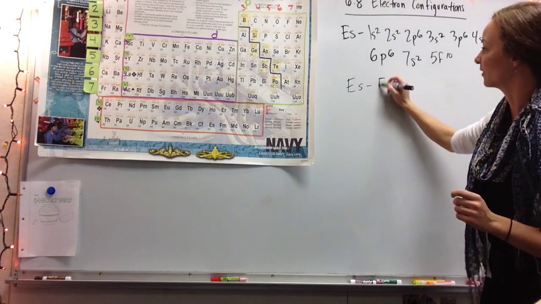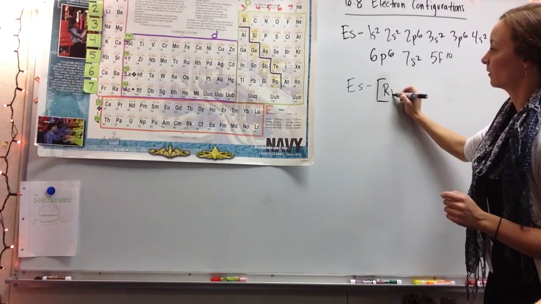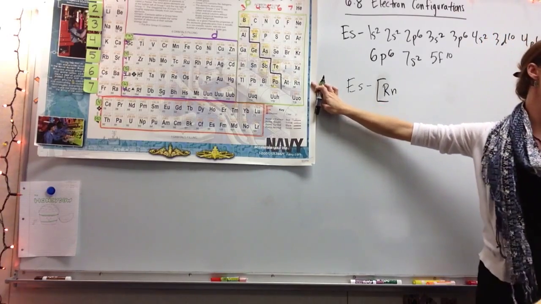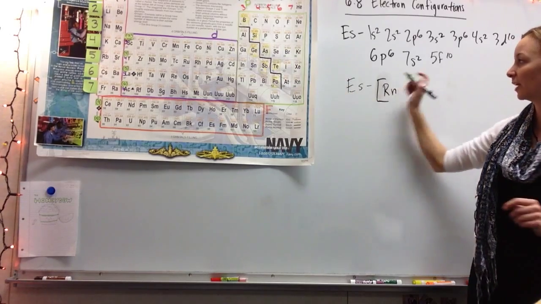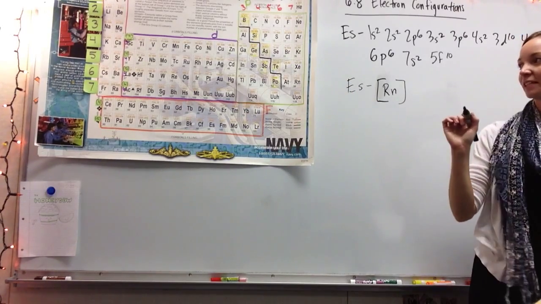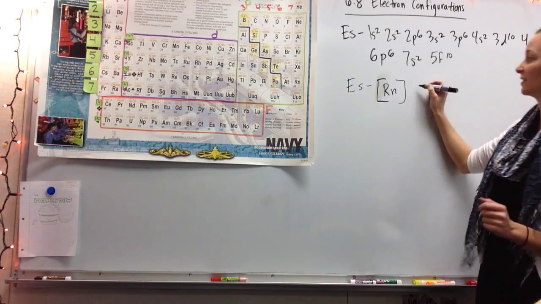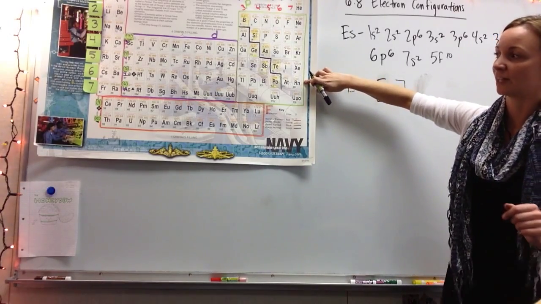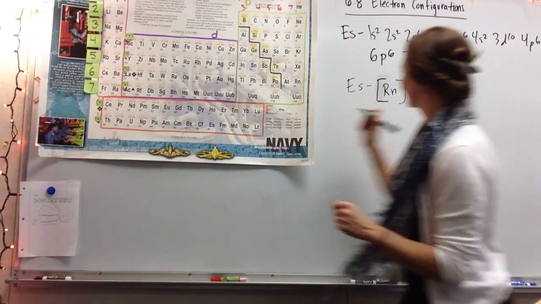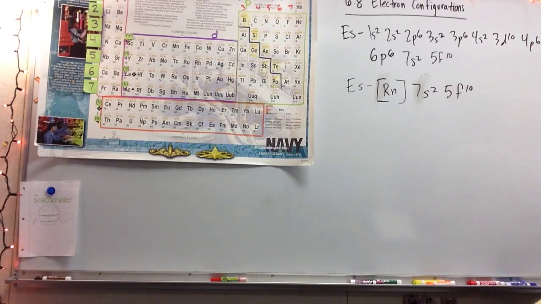Right. So we start out with Rn. Okay, radon is the closest noble gas to einsteinium. Okay? So after we pick up from radon, where do we have to keep going from? 7s2. So after radon, basically we're skipping all the way down, and so then we go down to 7s2, and then we can do 5f10. So that saves you a whole lot of work if you just do the shortcut, okay?